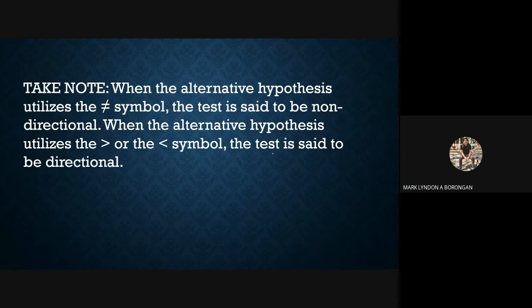Okay, so we take note that the alternative hypothesis utilizes the symbol not equal. Okay, not equal symbol, no? So the test is said to be non-directional. So if not equal siya, it is non-directional. So when the alternative hypothesis utilizes the greater than or less than symbol, the test is said to be directional. So ato na siya matakel karon, no? If directional ba siya the alternative hypothesis or not.